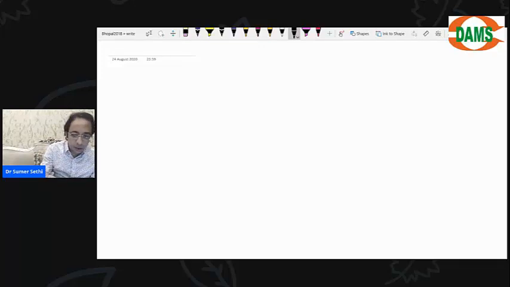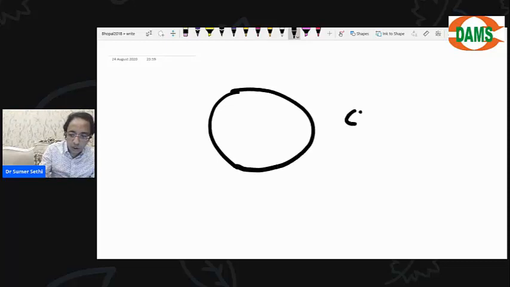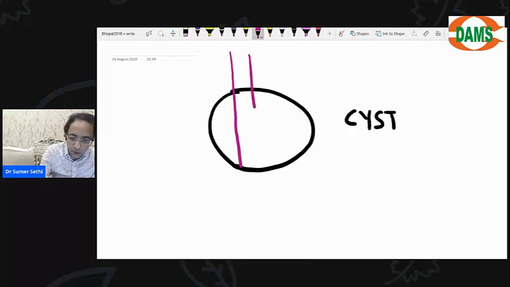Okay. Now suppose this is a fluid-filled structure with thin walls. Let us call it a cyst. A fluid-filled, thin-walled structure is called a cyst. Okay, let's see if you can answer. If I send sound through the cyst, what will happen?